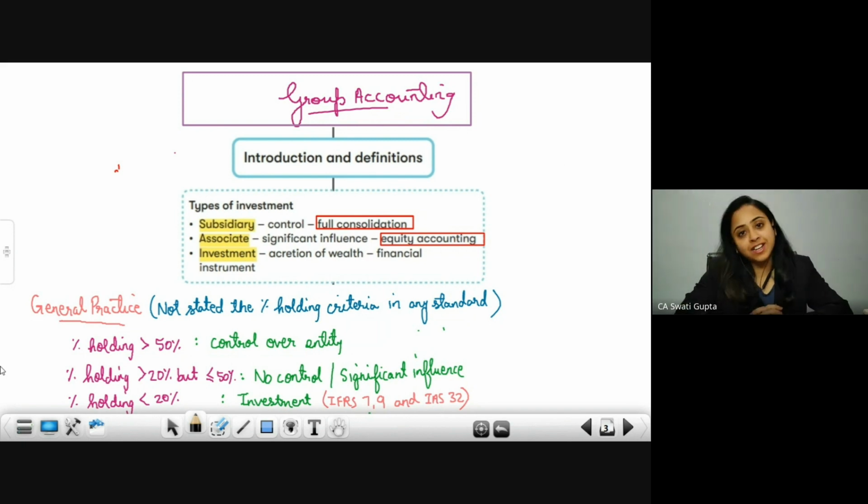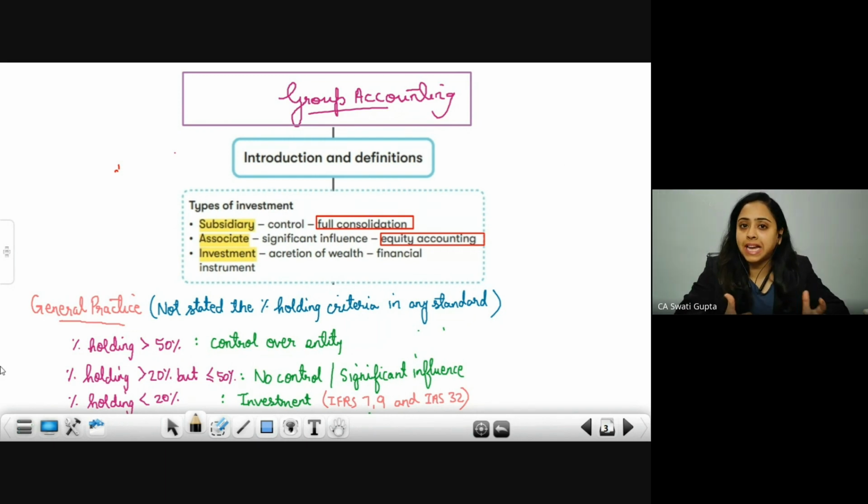Okay, let's start our today's session. From today onwards, we are starting consolidation. Okay, it's the first question that will be asked in your diploma in IFRS exam. It's a 25-mark question. It deals about group accounting.